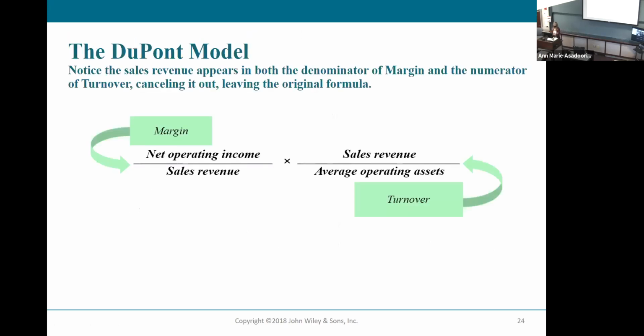Okay, so what we're going to look at next is the DuPont model. What DuPont did was they took that evaluation and they wanted to use this now to evaluate their segments of the business. So what they did is that they decided that they could break this down and get more information than just net operating income over assets.